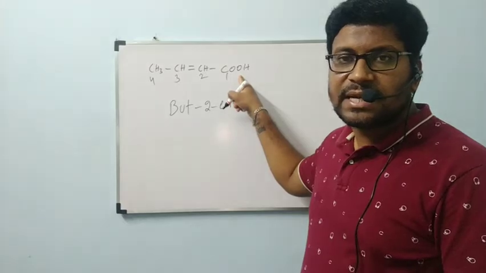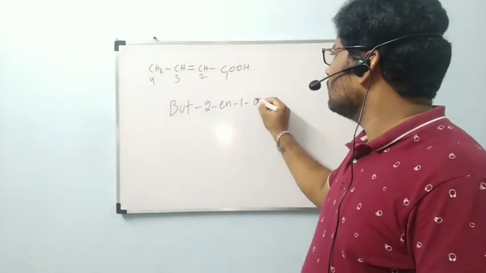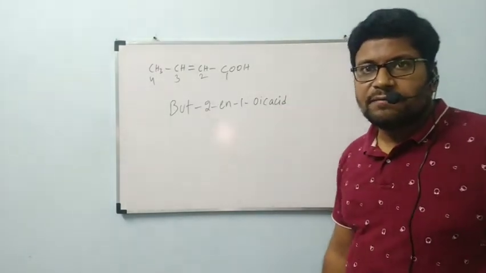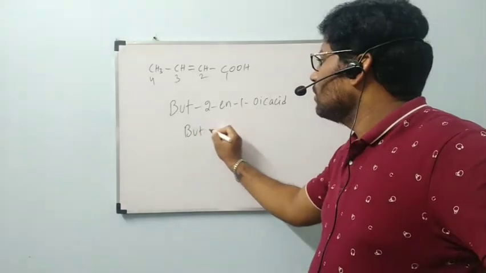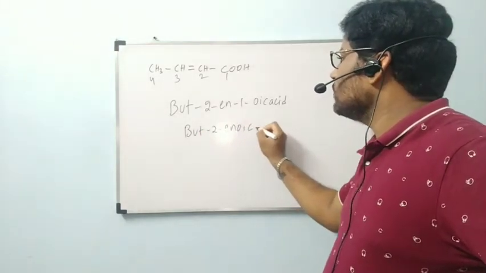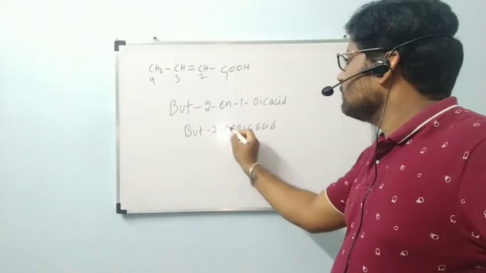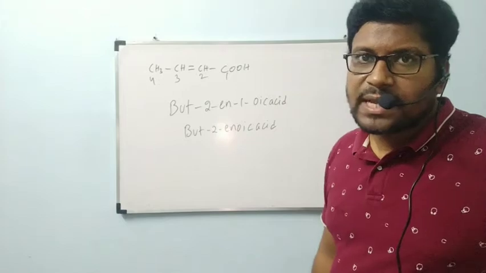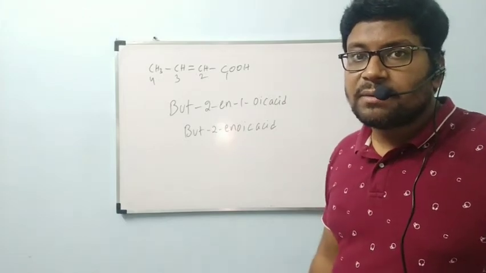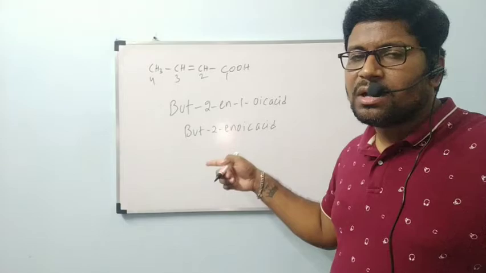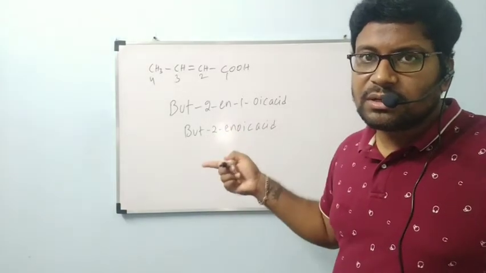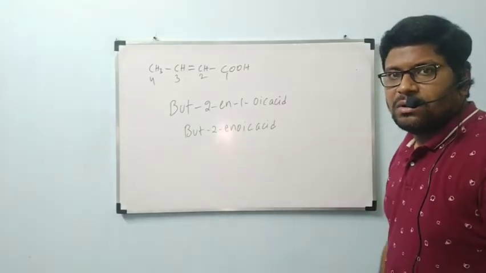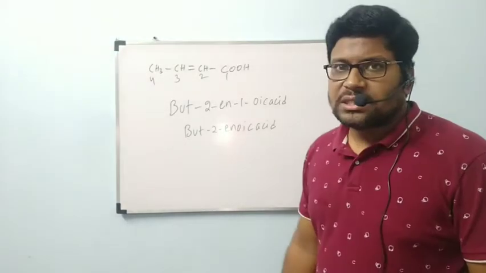Carboxylic acid is there, so the secondary suffix is oic acid, position 1. Now the name of this compound will be but-2-enoic acid. If we have a double bond, we get ene; if all are single bonds, butanoic acid. Here, on which position the double bond is present, that position, 2-ene, then the secondary suffix oic acid. Next example.